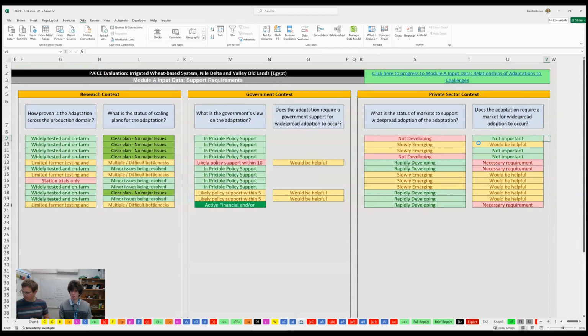Last one in this module, in the private sector context, we talk about the markets. So the default for this one should be a market is a necessary requirement. If you are buying or selling anything for this adaptation to be taken up, then it will be a necessary requirement. There are very few situations where it would be not important or just helpful. So an example would be if the change is changing where the bunds are on your farm and you're not importing any labor or anything, you're just doing it yourself, then that's an example where there is no market.